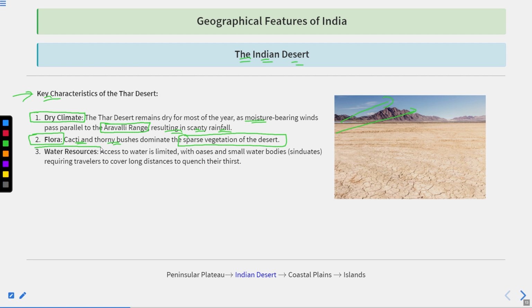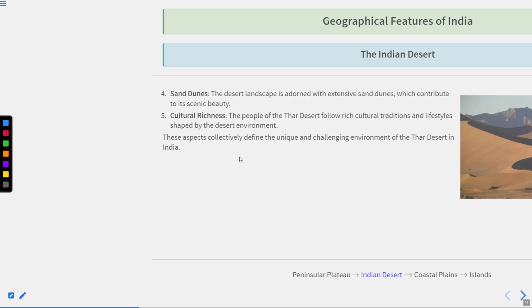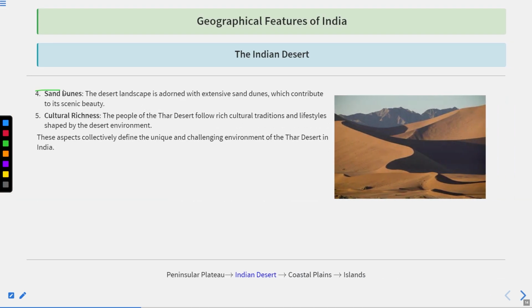Thereafter, if we talk about the water resources, the access to water is limited. There are oases and small water bodies, you can call them. This requires travelers to cover long distances so that they could quench their thirst. If we talk about the sand dunes, the desert landscape is generally adorned with extensive sand dunes, which contribute to its scenic beauty. Thereafter, the cultural richness.